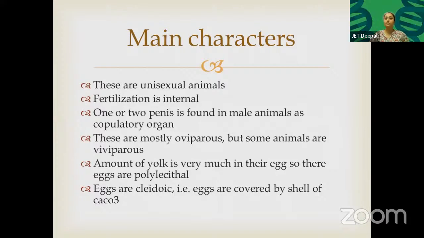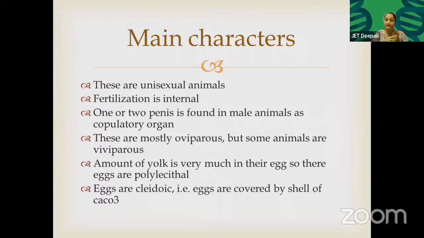These are mostly oviparous, but some animals are viviparous. The amount of yolk is very high in their egg. So these eggs are called polylecithal eggs. They are high yolk content eggs. Eggs are cleidoic, that is, eggs are covered by a shell of calcium carbonate. What are cleidoic eggs? The eggs that are covered by a shell of calcium carbonate.